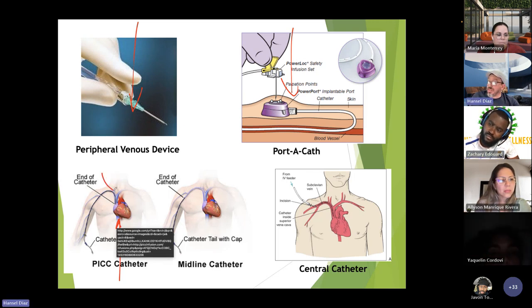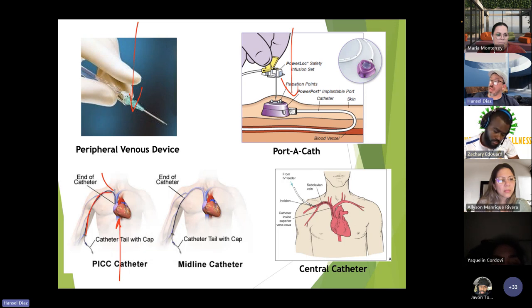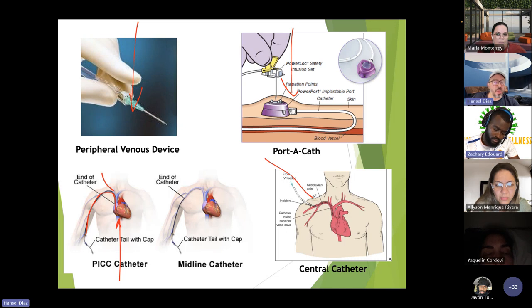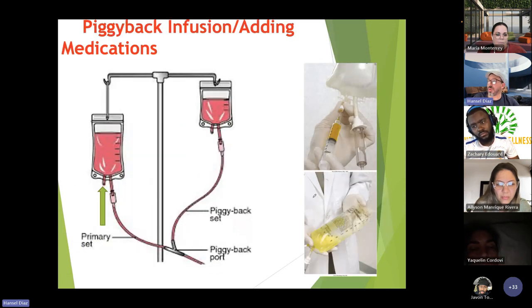Instead of going through the neck, you go through the arm. You find a very good vein there, the basilic vein, and you go all the way into the superior vena cava. And you're always at risk of going inside the heart, by the way. This is done by nurses using an ultrasound machine. And this is a central catheter that is done by APRNs and doctors. All of those are vascular devices to draw blood, give medications, and so forth.